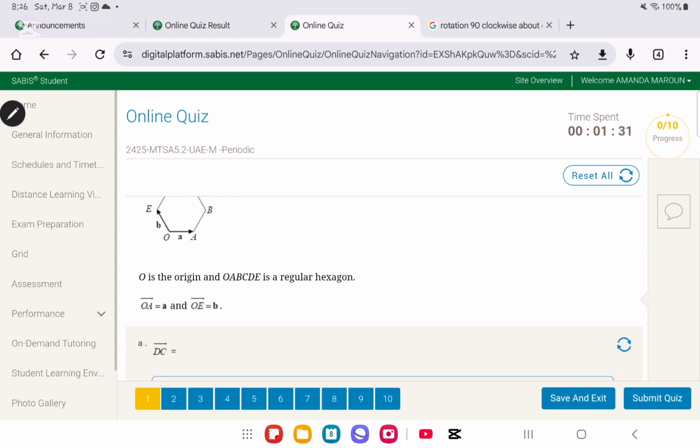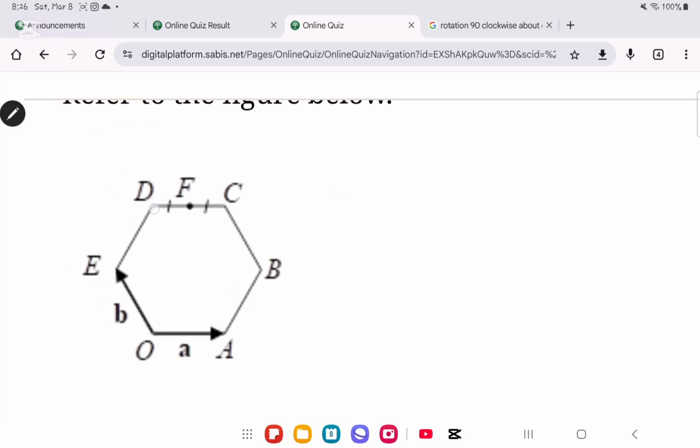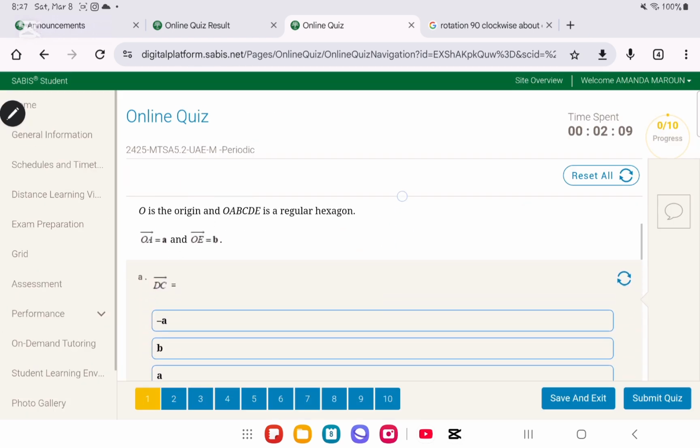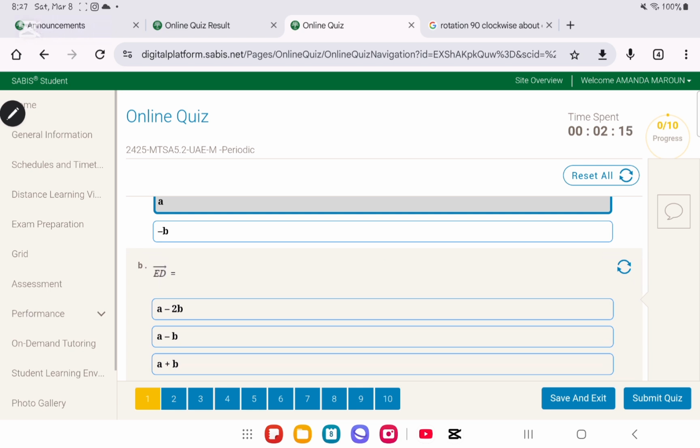Okay, so the first thing that they need is DC. Very simply, if you go up, they told us that they need the value of DC. DC is going like this. So as you can see, it is parallel to what? It is parallel to OA. So DC parallel to OA. So because it is also a regular hexagon, then we can say that DC is equal to OA. And we know that OA is A, that means DC is equal to A. Very simply. We got the value of the first answer, which is A. We move on to the second question.